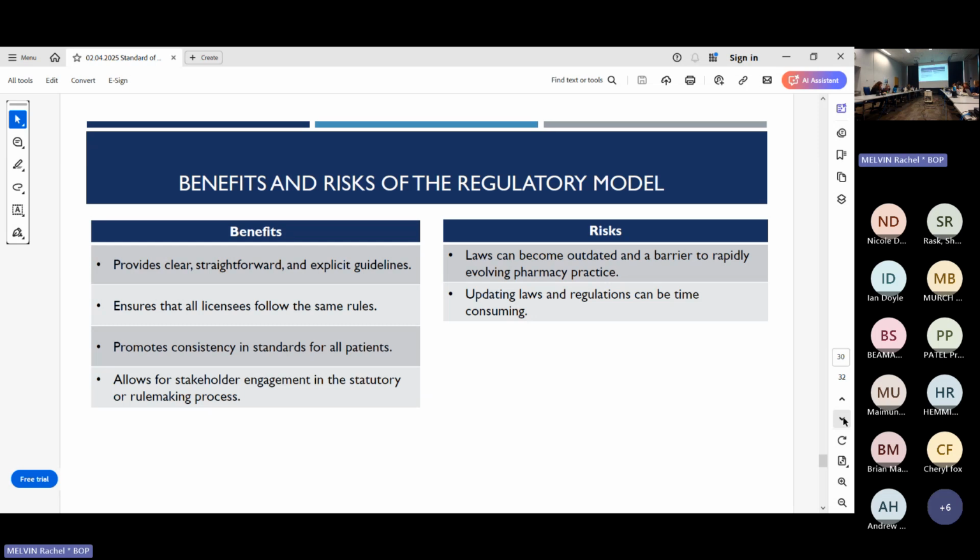And then the regulatory model we currently have, the more prevalent one, and the benefits include it provides clear, straightforward, and explicit guidelines. It ensures that all licensees follow the same rules and promotes consistency and standards for all patients. In other words, the standard of care doesn't change from location to location, prescriber to prescriber, et cetera. It allows for stakeholder engagement, a statutory rulemaking process, and then the risks are the laws can become outdated and a barrier to rapidly evolving pharmacy practice. And then updating laws and regulations can be time consuming.